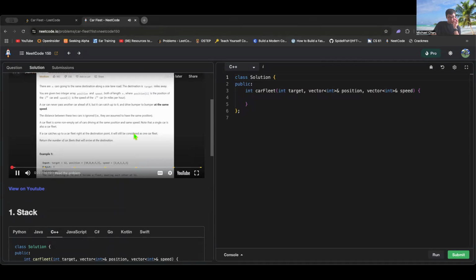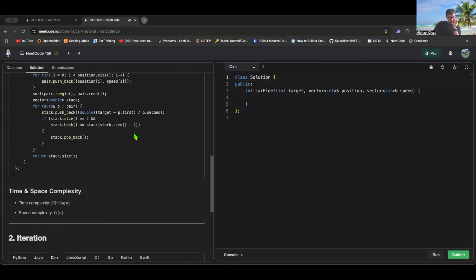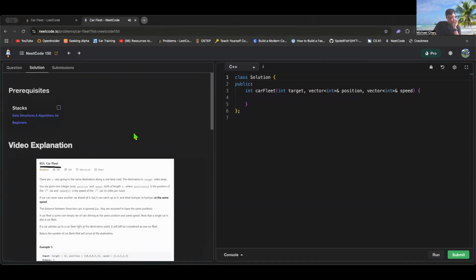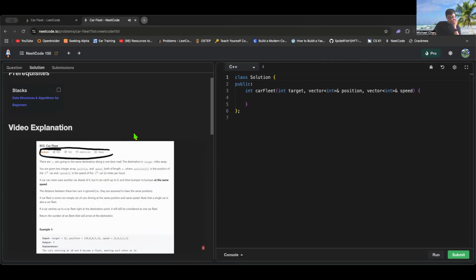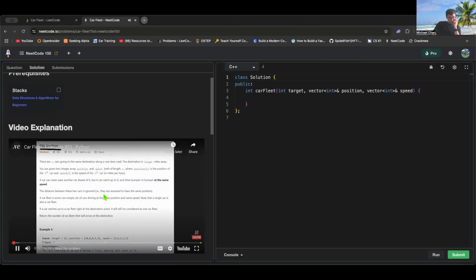Hey everyone, welcome back and let's write some more NeetCode today. So today let's solve the problem Car Fleet. I think a lot of people don't end up solving this problem, but I think it's a very good problem and an interesting problem to solve.